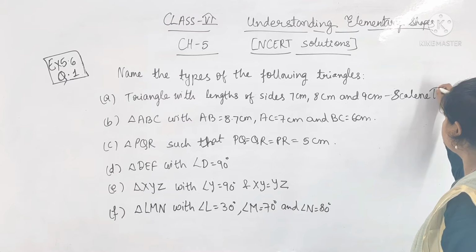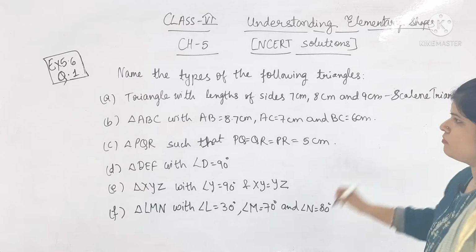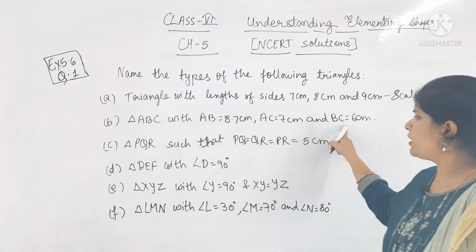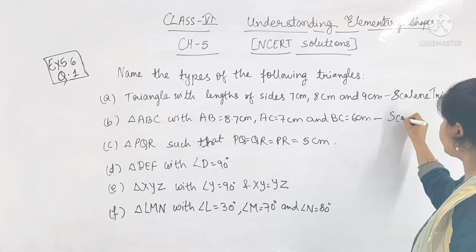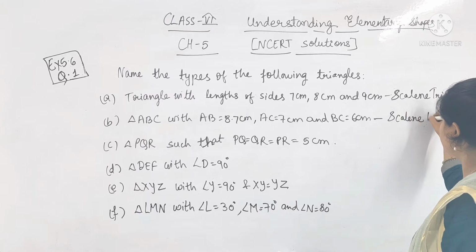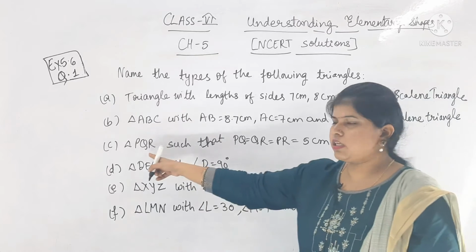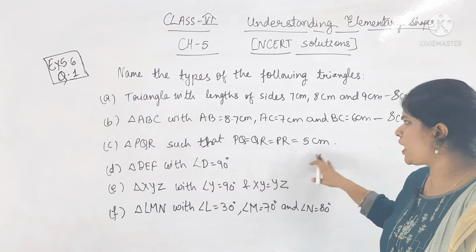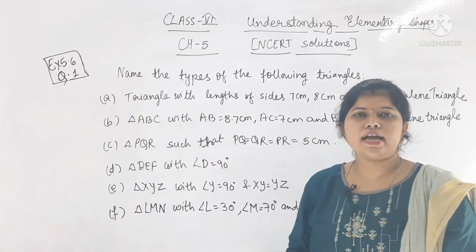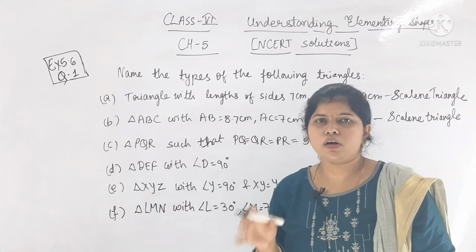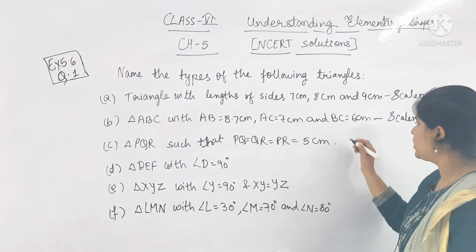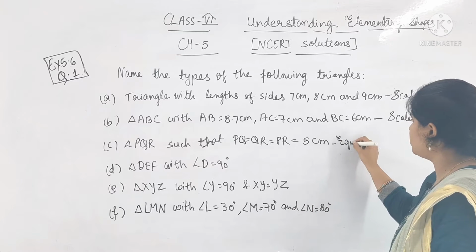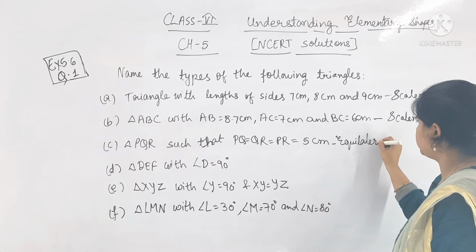Scalene triangle. Same here also, it is the different sides, means scalene triangle. Number C, triangle PQR, such that PQ equal to QR equal to PR equal to 5 cm. Means all the three sides are equal in length. So what type of triangle is that? Equilateral triangle.